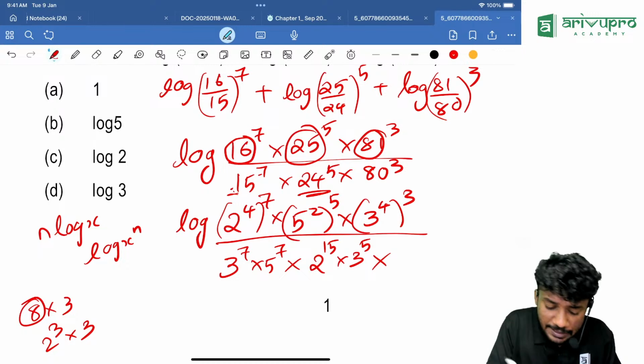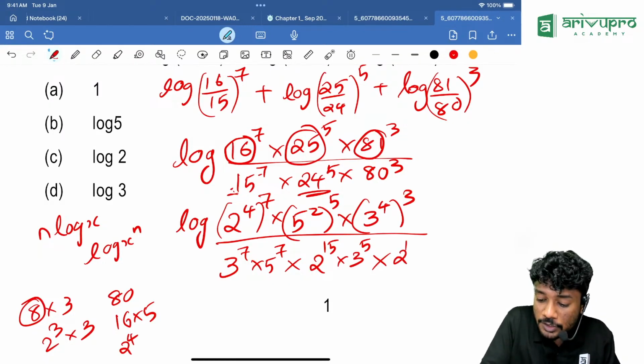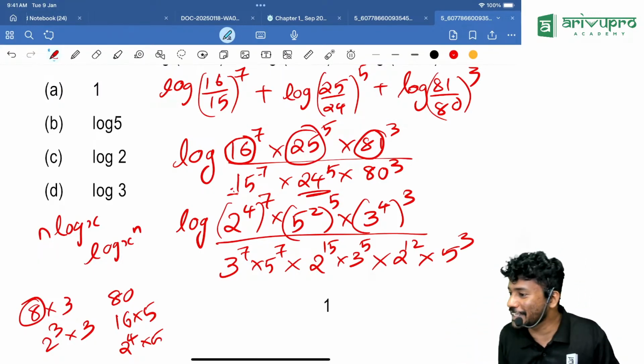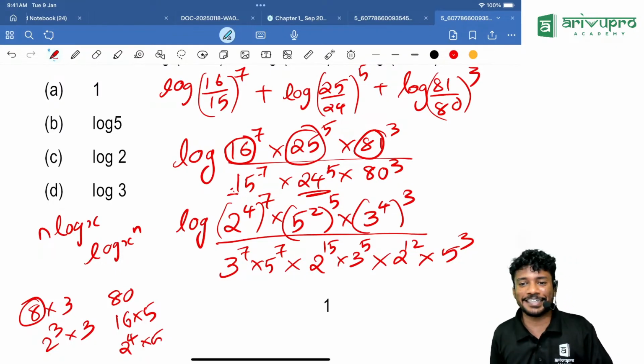Can I write 80 as 16 into 5? What is this 16? 2 power 4. That means 2 power 12 into 5 power 3. Now cancel everything off, people. You will get the answer.